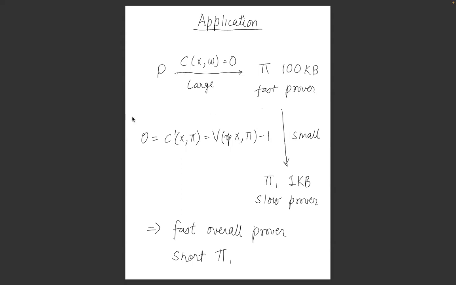So this is a crucial point: in a two-level recursive SNARK, the circuit for the outer SNARK is just the verifying circuit of the inner SNARK. So now we will have a fast overall prover, but this will result in a short proof because we only care about the outer proof, which validates the inner proof, or proves that the inner proof is valid.